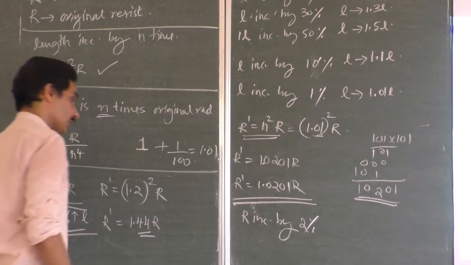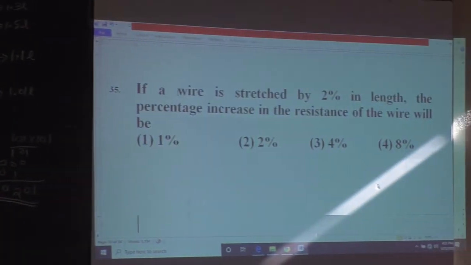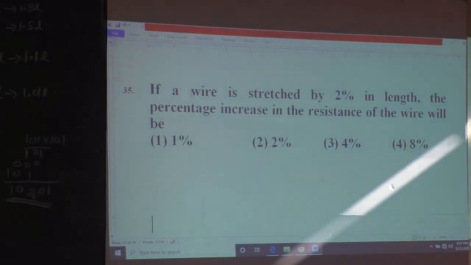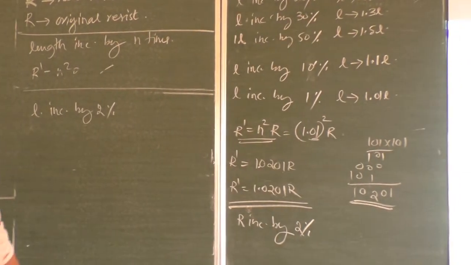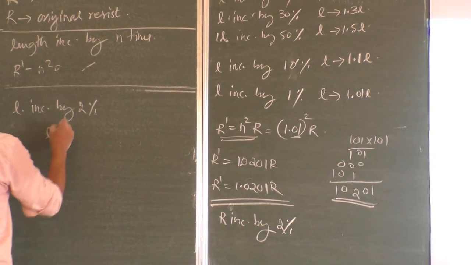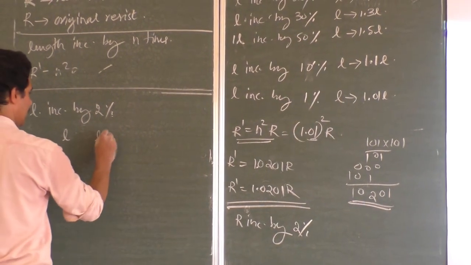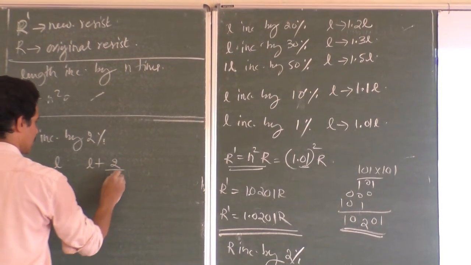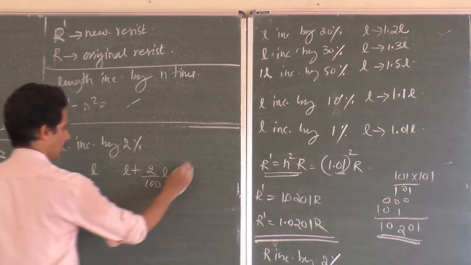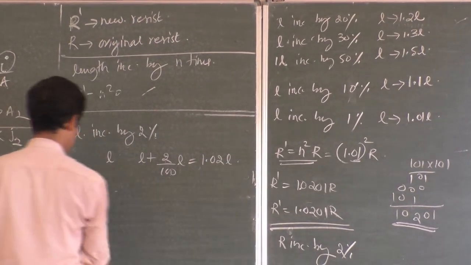Now we will come back to the question. What is the question? A wire is stretched such that L increases by 2%. What is the percentage increase in the resistance? Now, how do you represent a 2% increase? If L is the original length, then the new length will be L plus 2% of L. This is 1.02 L. So what is R dash?